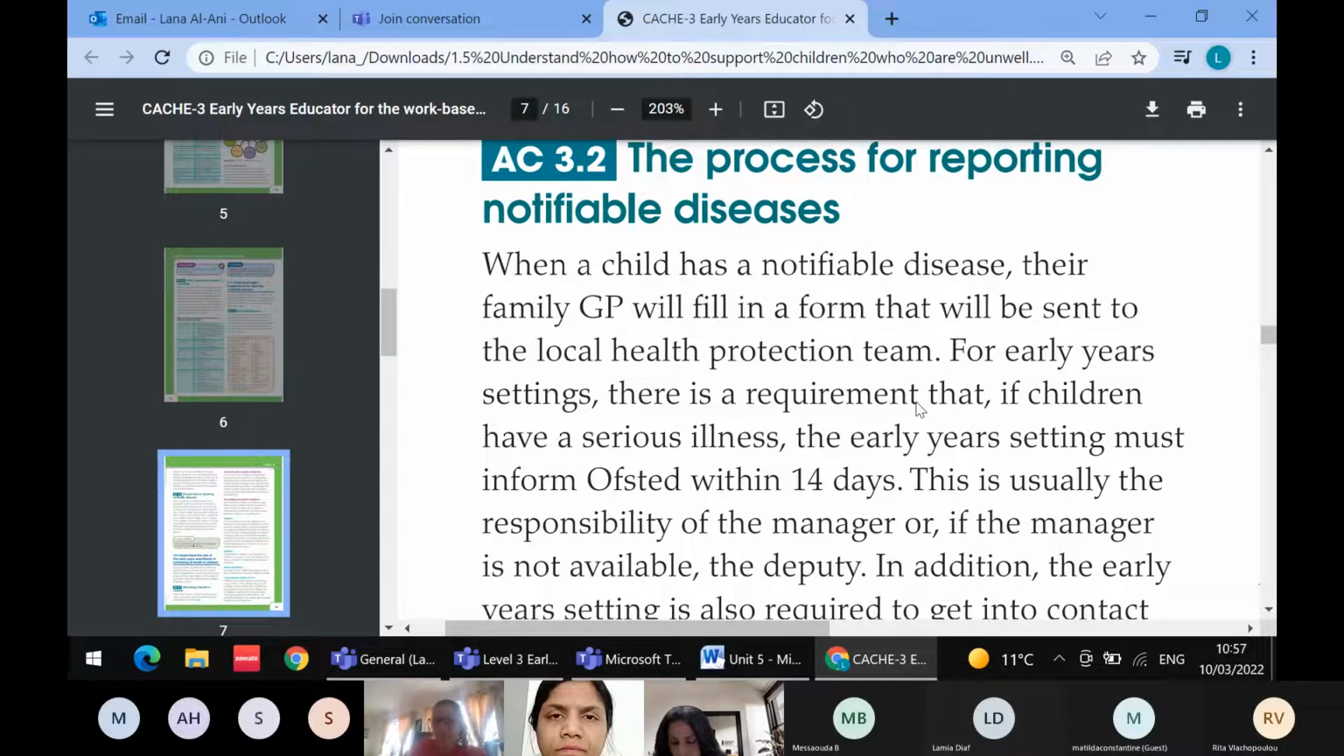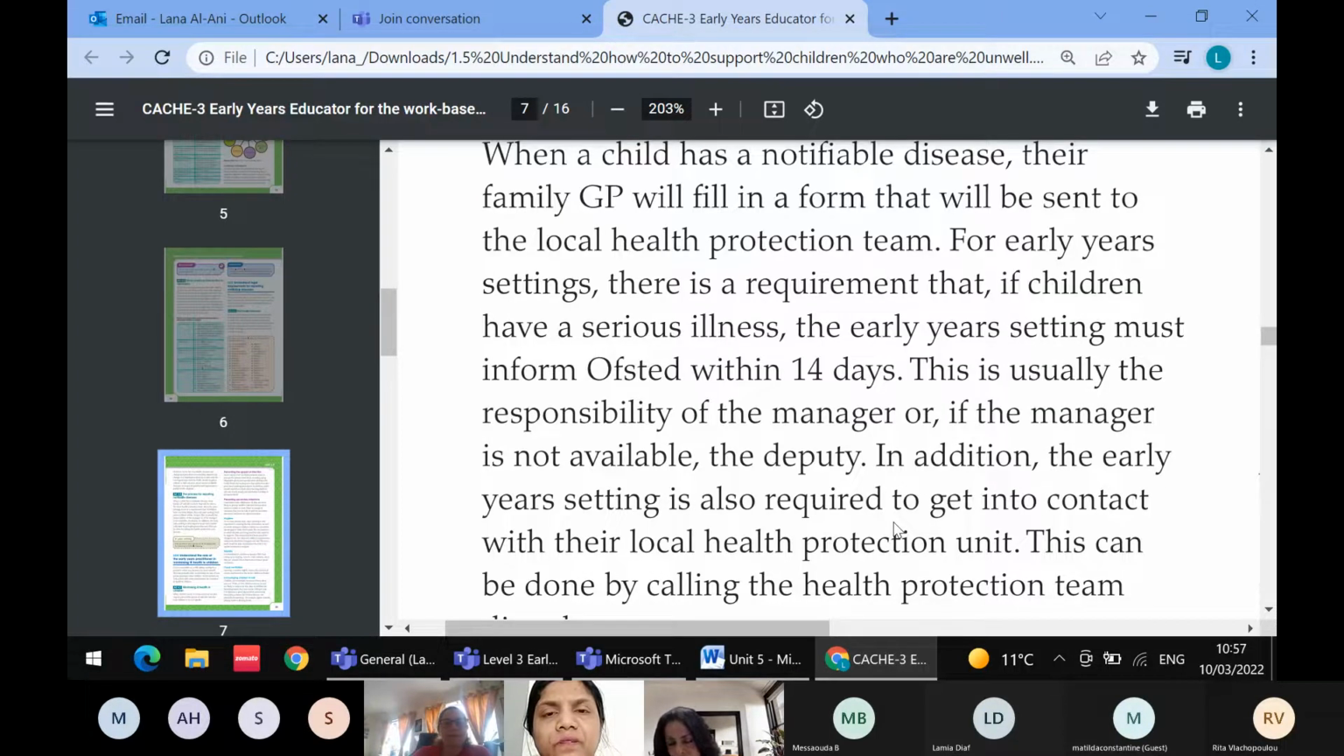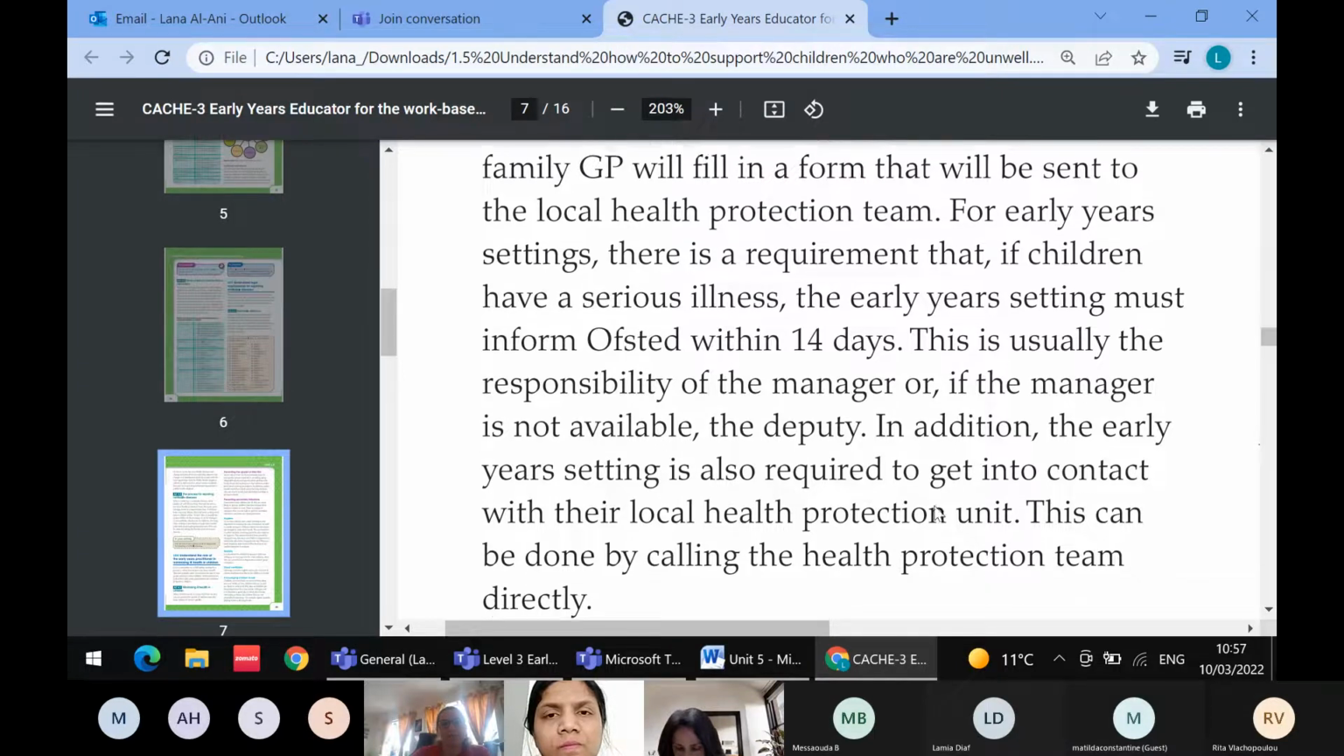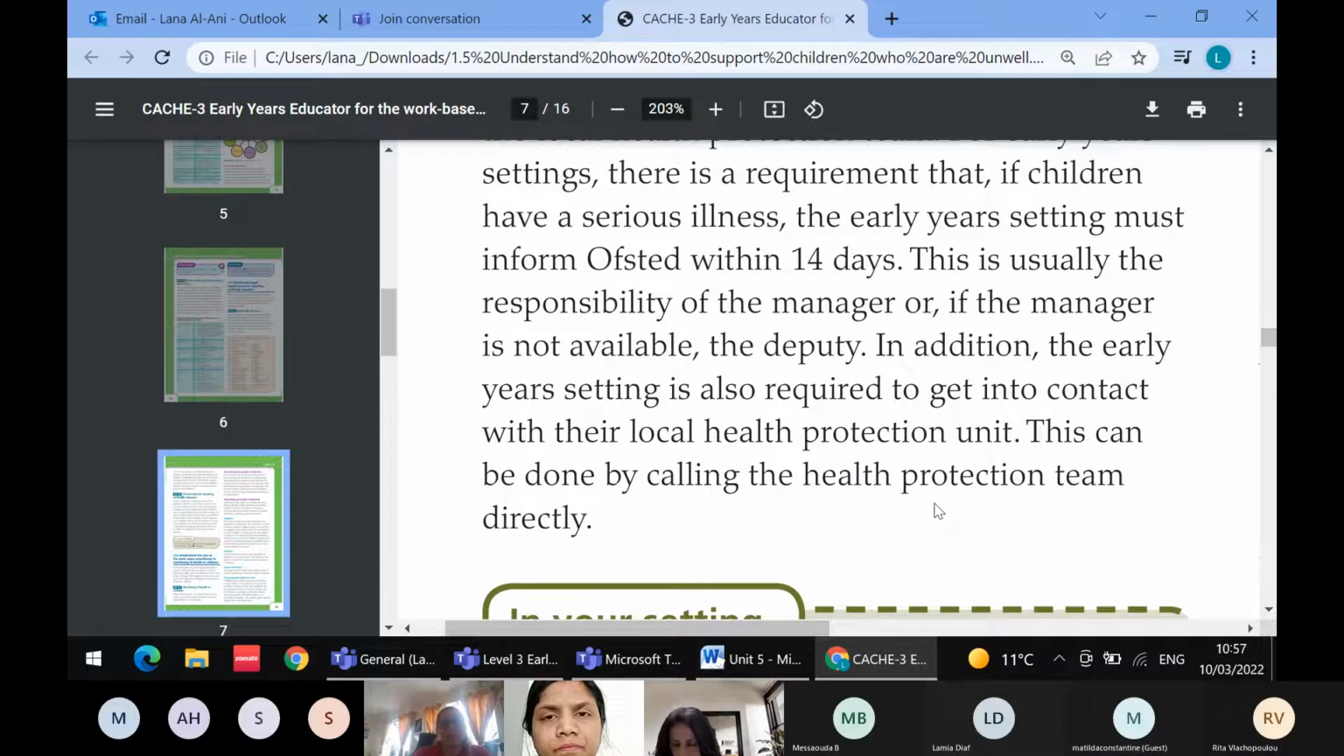So the early years setting also needs to discuss it with the local authority. And this is done by calling the health protection team directly. So the manager will call the protection team in the local authority and report that.